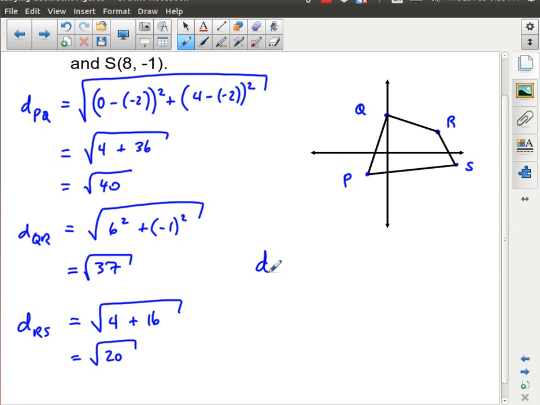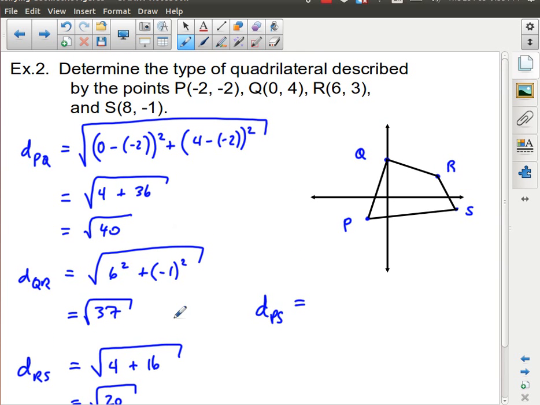And finally, the distance between P and S is equal to, now you can see I reduced my number of steps increasingly between these. So now let's just go back and remind, how do we do this with a full set of steps? We're going to take the x-coordinate of S, which is 8, minus the x-coordinate of P, which is -2. So 8 minus -2, and I have to square that whole thing. Then the y-coordinate of S, which is -1, minus the y-coordinate of P, which is -2, and square that whole thing, and then take the square root.